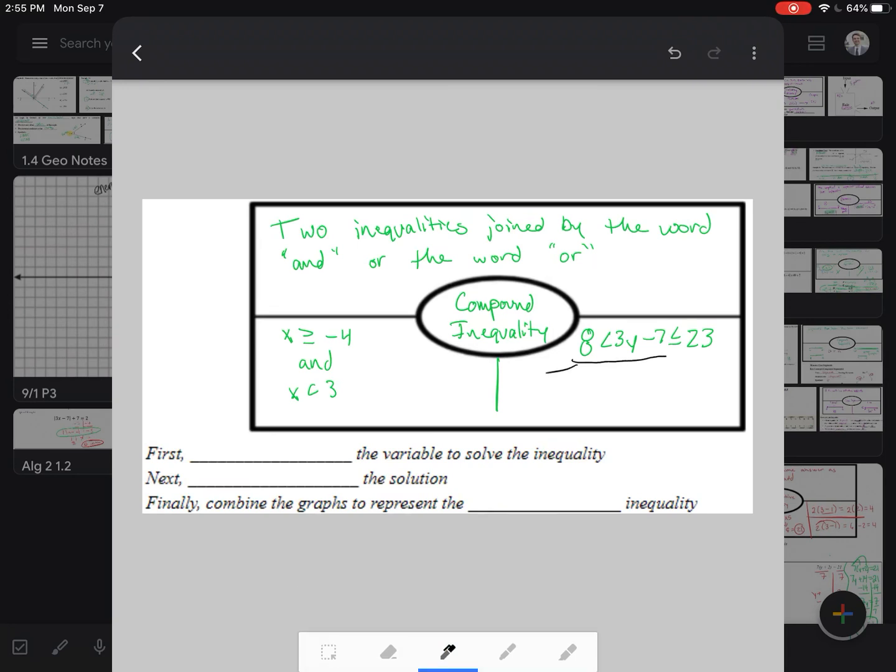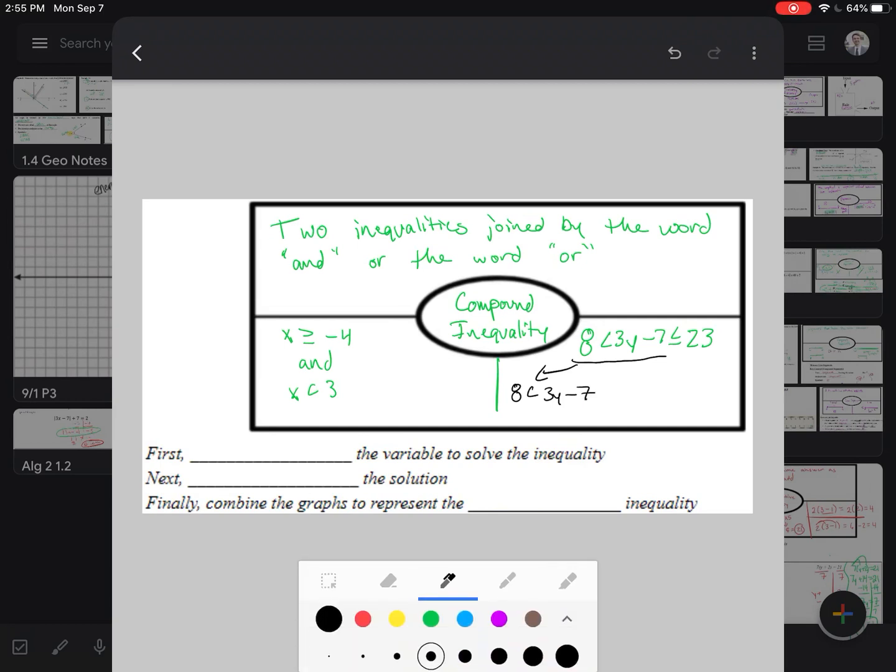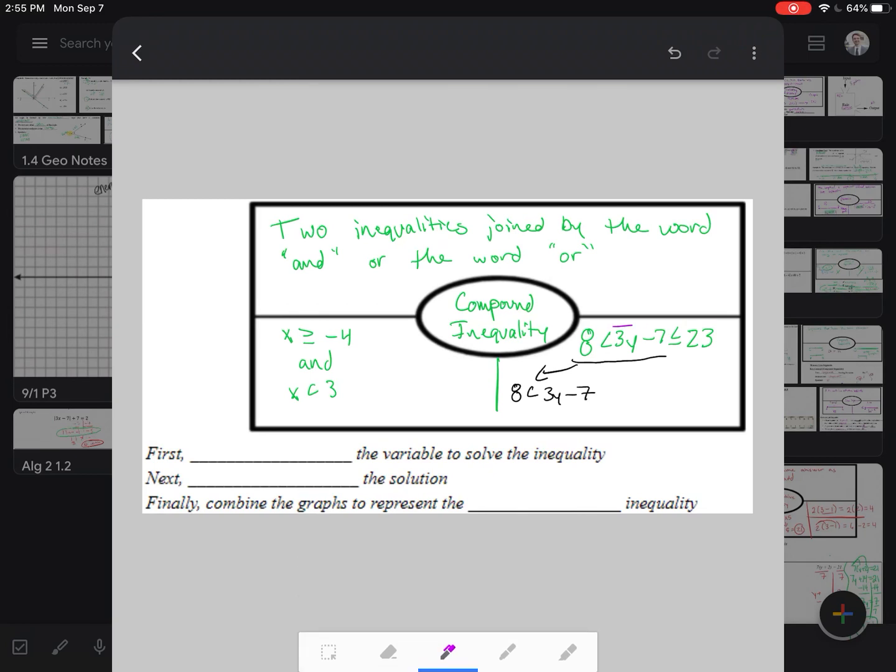Here's one problem. So 8 is less than 3y minus 7. That's not too scary if you look at it like that. And then a second one that we can look at is 3y minus 7 is less than or equal to 23. And again, putting both of these together would be an and inequality. So taking a look at these, again, notation can be tricky sometimes, but the skills, in this case, nothing to be scared of, nothing that you haven't seen before. So basically you're just solving two inequalities and putting their graphs together on a number line.